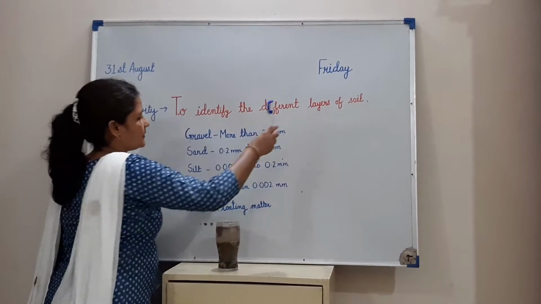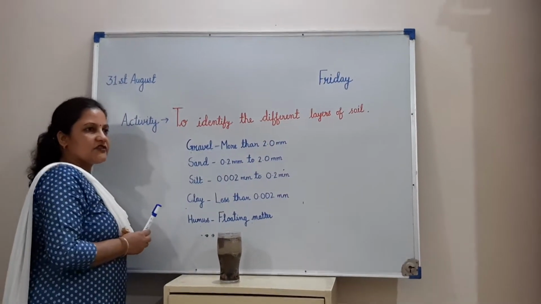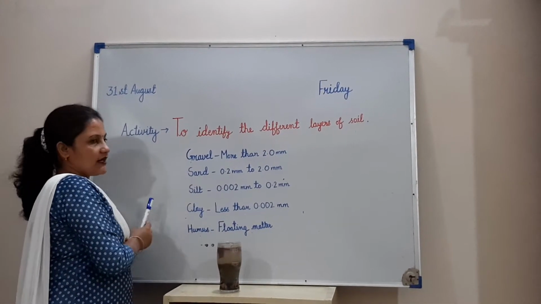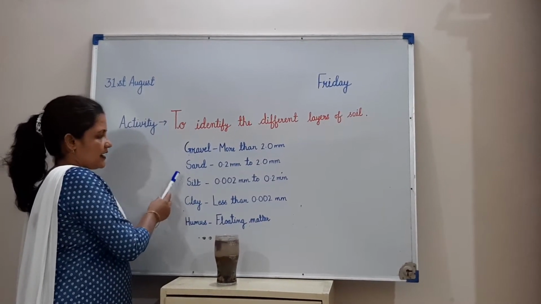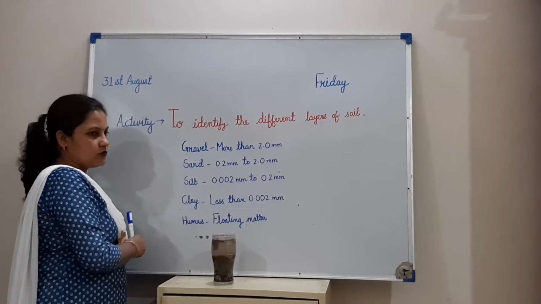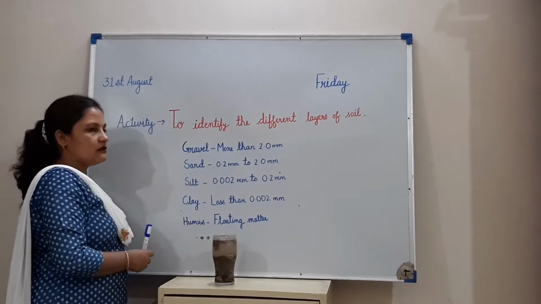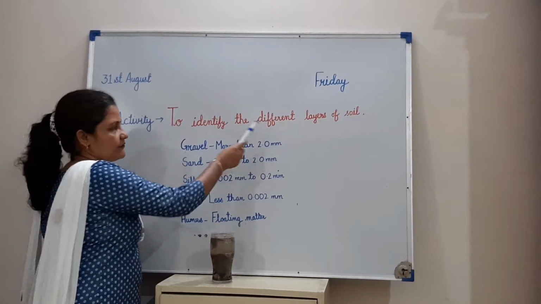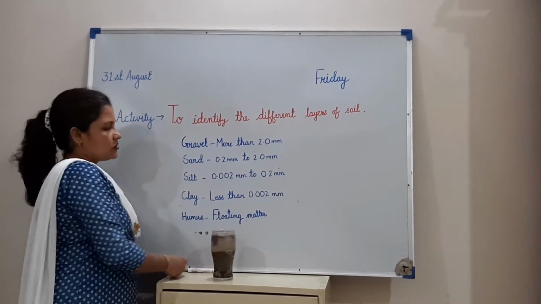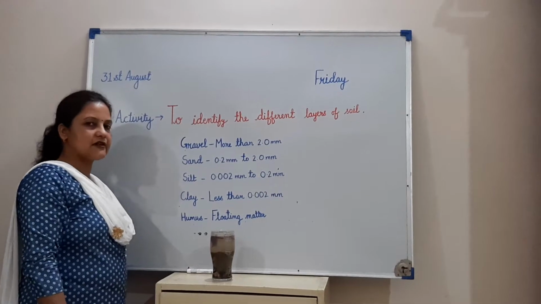Today we will do a lab activity given in your lab manual to identify the different layers of soil. We have studied in the chapter on soil that soil is made up of different particles like gravel, sand, silt, clay and humus. So today we will do a simple activity to identify the different layers of soil. For this activity, what is the first step?